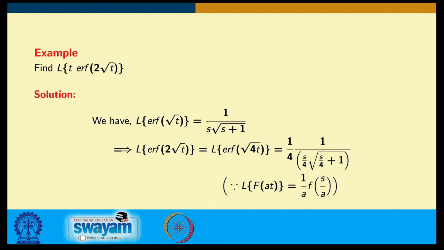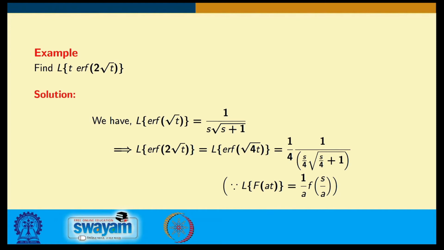The last one was the Laplace transform of erf of root t. So, already I know that the Laplace transform of erf of root t is 1 by s into root over s plus 1. Using the property, now I can tell that the Laplace transform of erf of 2 root t is equal to the Laplace transform of erf of root over 4t. I can bring 2 inside the root, and once I know this root over 4t, t will be replaced over here. So, I am getting 1 by 4 into 1 by s by 4 into root over s by 4 plus 1.